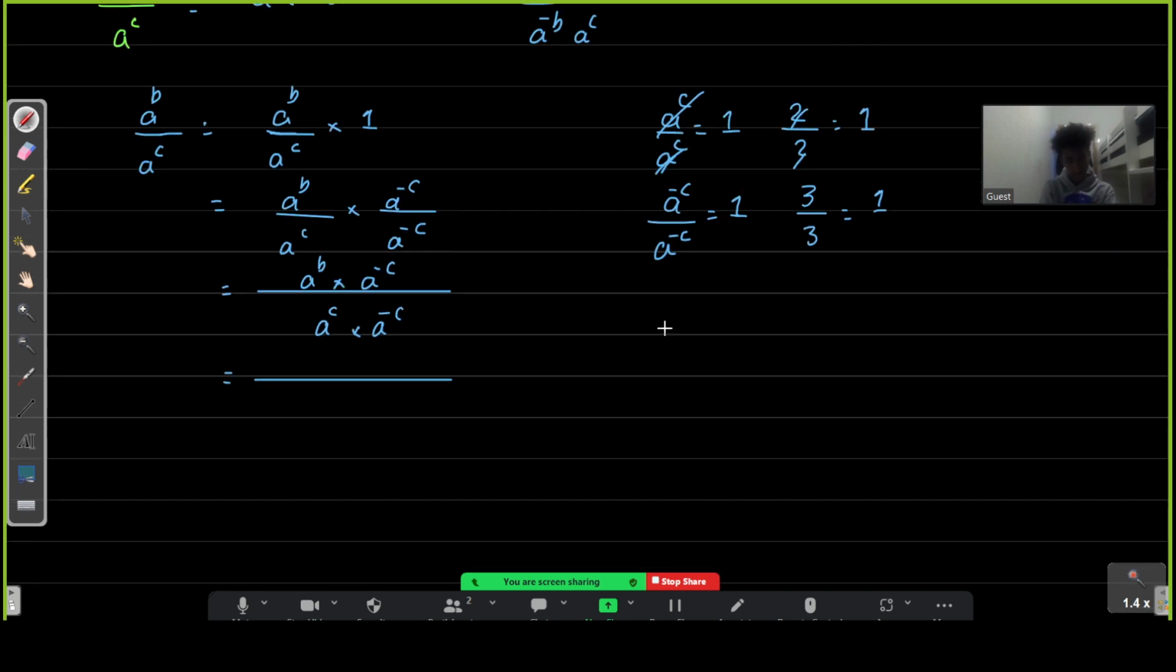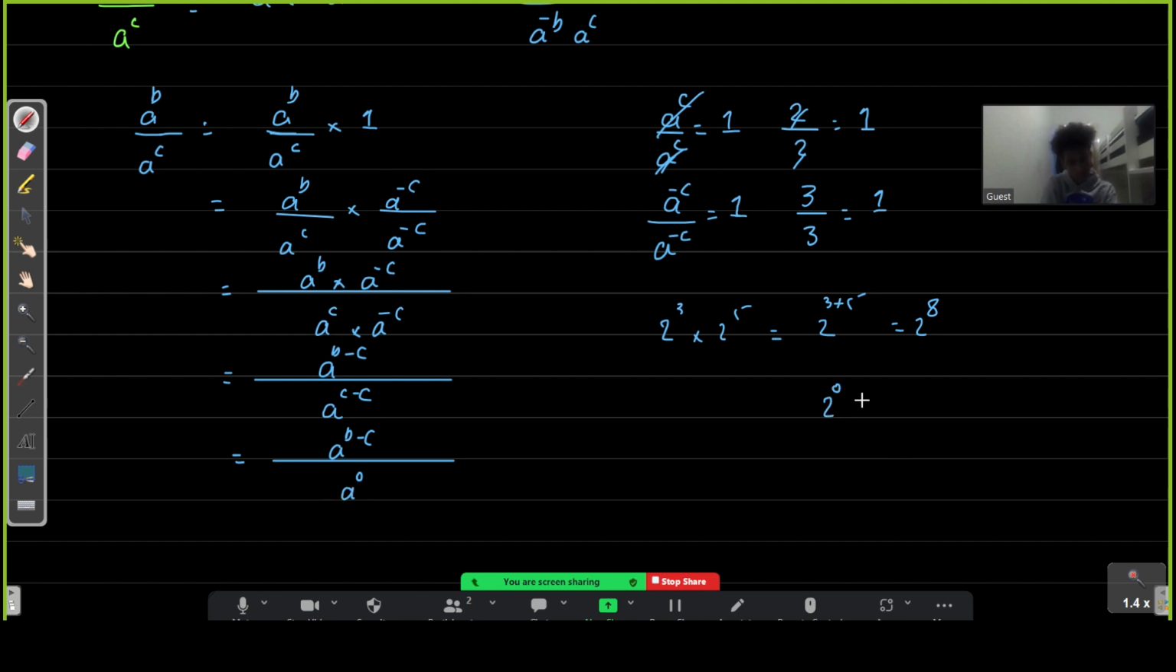We know in the indices, if 2 power 3 into 2 power 5, the base will be written the first time and the powers will be added. So we can write 2 power 3 plus 5, which is equal to 2 power 8. So here we have the powers b and minus c. Both of them will be added to each other. So a power b minus c. Okay, and here in the denominator a power c, and here we have minus c, so it will be c minus c. So a power b minus c will remain same, and a power c minus c will become c minus c is 0, a power 0.